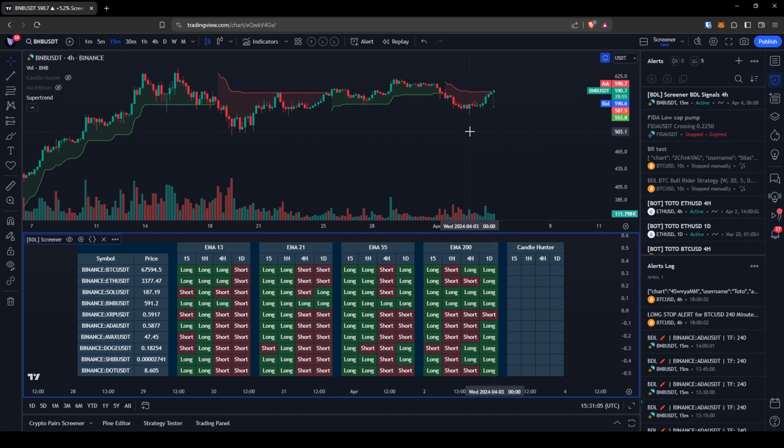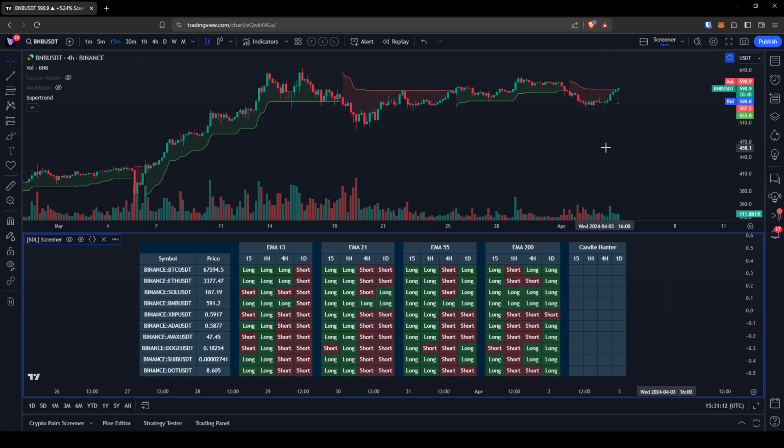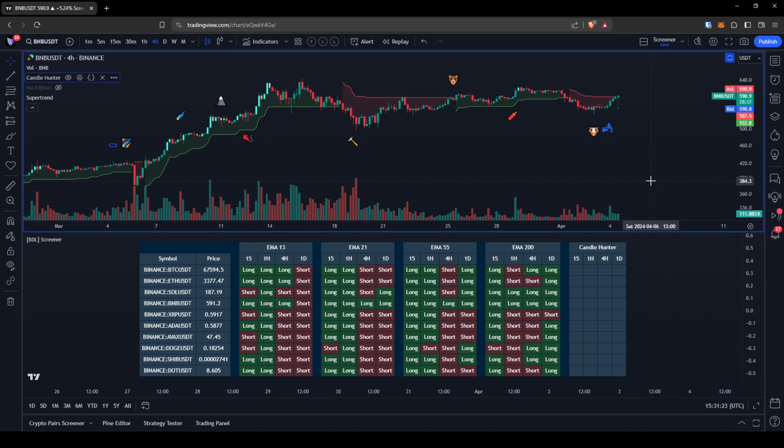Especially when you see them on the 4-hour and daily, they are very, very strong signals. In the 15-minute or maybe 1-hour, you have a little bit more noise. Exactly. And you can combine it with the Candle Hunter itself, so you have way more information that way. If you watch the video from the Candle Hunter, you know a bit more about the symbols.